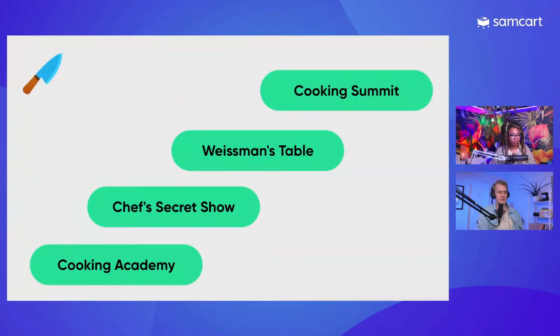So yeah, Taylor, let's go through each product that we could, and maybe we could talk about pricing too, how much we should charge per product here.